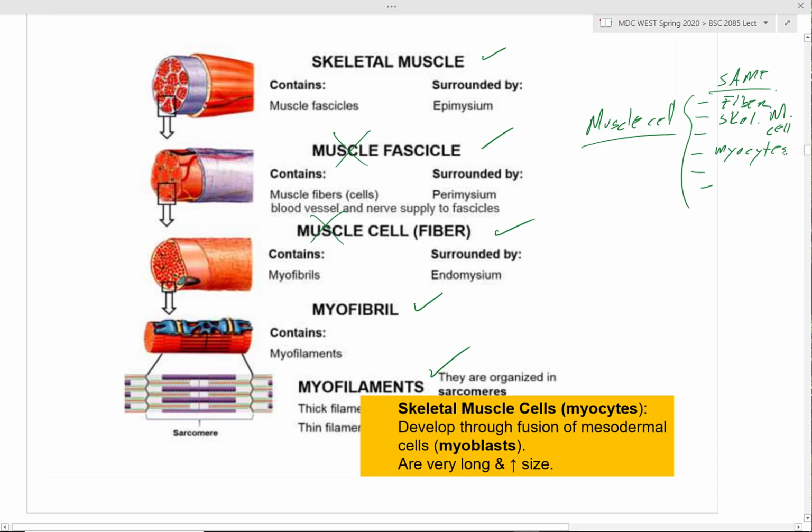Okay. Now, where do all these muscle cells derive from? Something that has the word what? Blast. Right? Myo, muscle, blast. So those are the papa and mama cells, right? Now, these muscle cells, they are very long and they increase in size.